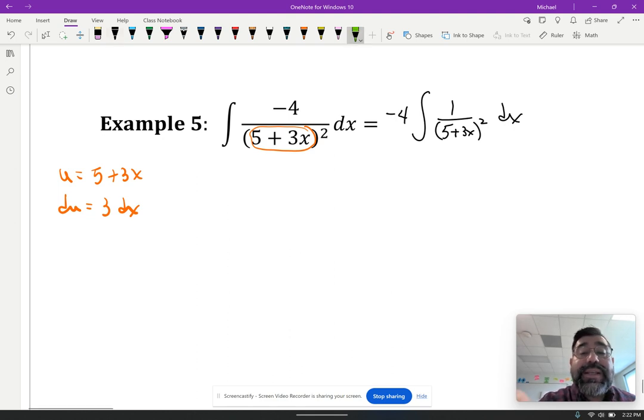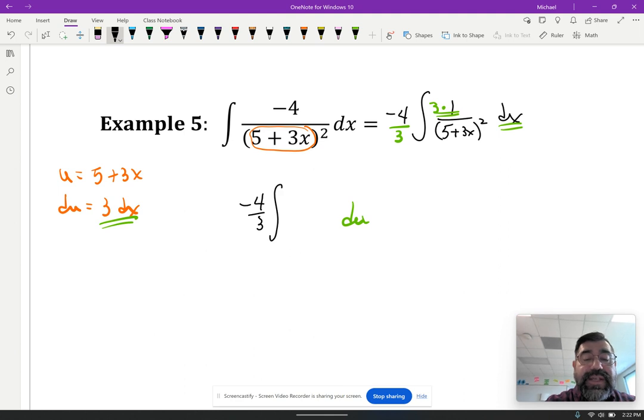Oh, but I need 3 dx. I don't have 3 dx, I have 1 dx. So I can multiply this by 3, but if I multiply by 3, I have to balance it out by dividing by 3. But now I have what I need. And so everything that I double underlined in green, I'm going to replace with a du. I still have -4 thirds on the outside of the integral. And then here, remember, I replaced this with 1 du, so then I have 1 du. And on the denominator, I should have u squared.